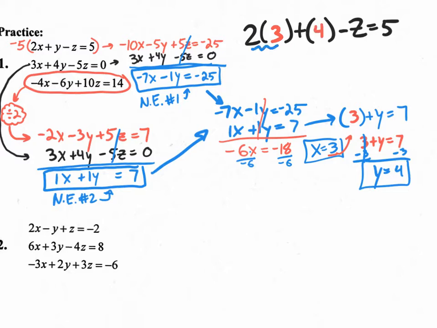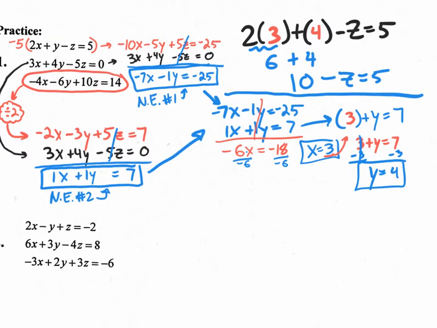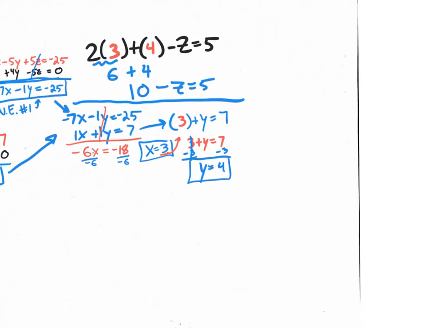2 times 3 is 6. 6 plus 4 is 10. So we really have 10 minus z equals 5. This is getting ugly. How about this? Let me rewrite this over here on the side. 10 minus z equals 5.